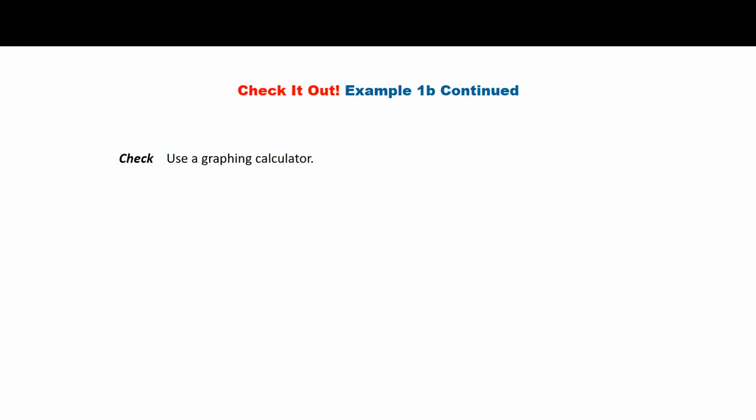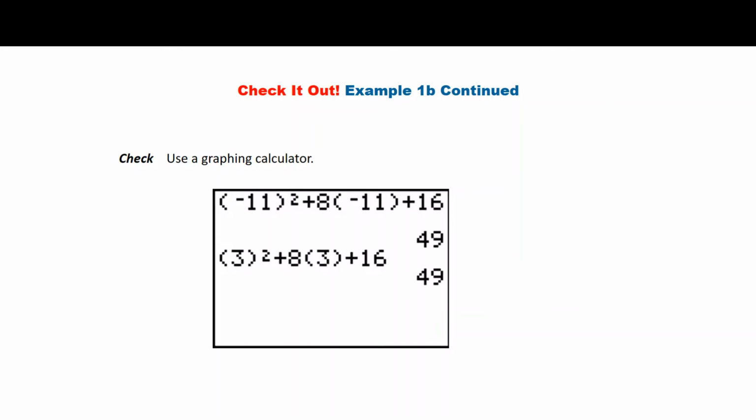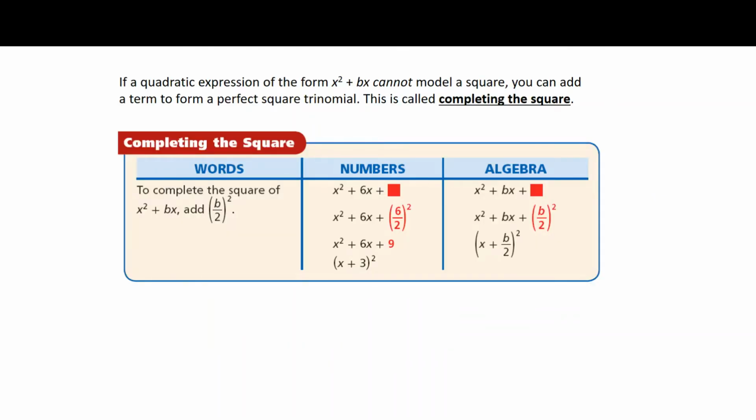Okay, and again, you can use your graphing calculator to prove it out. All right, if a quadratic expression of the form x squared plus bx cannot model a square, you can add a term to form a perfect trinomial. This is called completing the square.